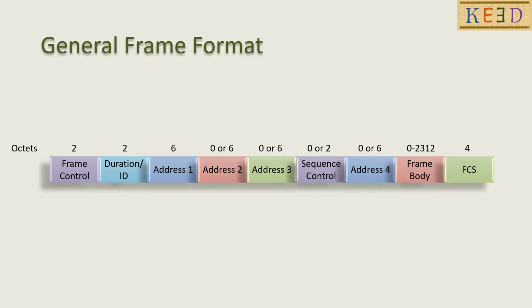Except address 1, all other address fields are optional. Frame control to all the fields before the frame body are represented as the MAC header.